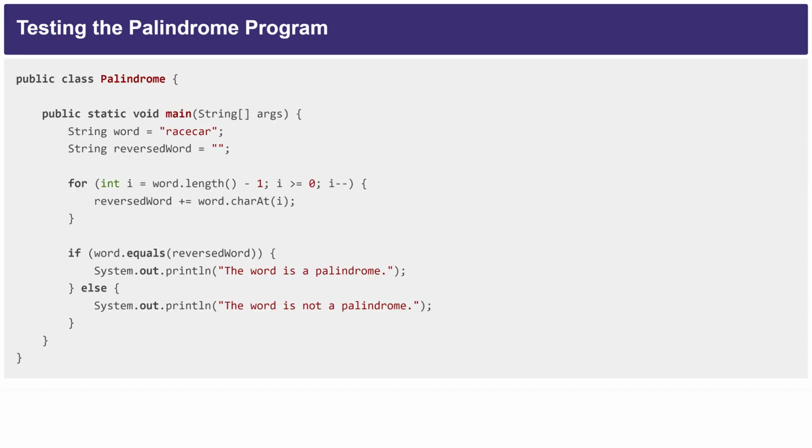This code snippet checks if a word is a palindrome. It initializes a variable with the word racecar. It then initializes an empty string to store the reversed word. It then iterates over the characters of the word in reverse order and appends each character to the reversed word. Finally, it compares the original word with the reversed word and prints the appropriate message depending on whether they are equal.